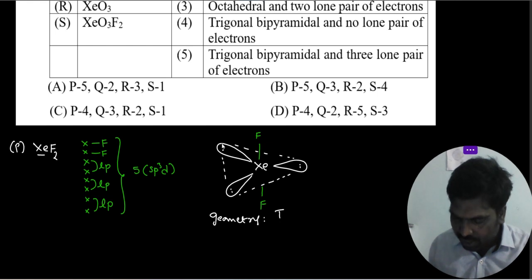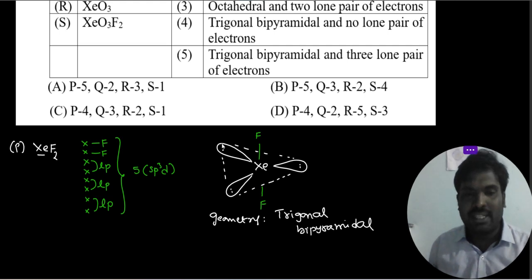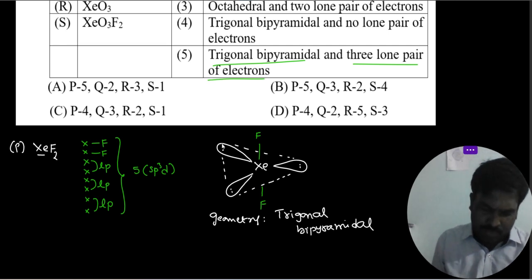Geometry is trigonal bipyramidal. Then how many lone pairs are there? 3 lone pairs on the central xenon atom. So XeF2 is matching with trigonal bipyramidal and 3 lone pairs on central xenon atom. So here P is matching with 5.